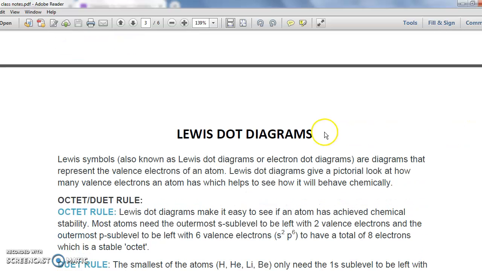In our next video, we're going to pick up with the even shorter way of representing where electrons are. They're called Lewis dot diagrams.